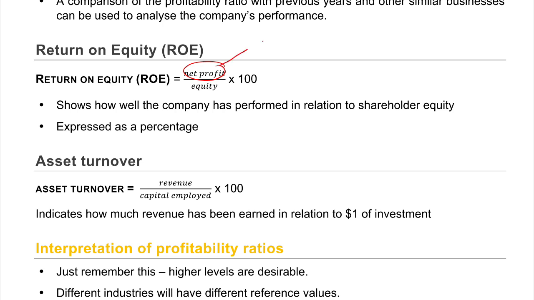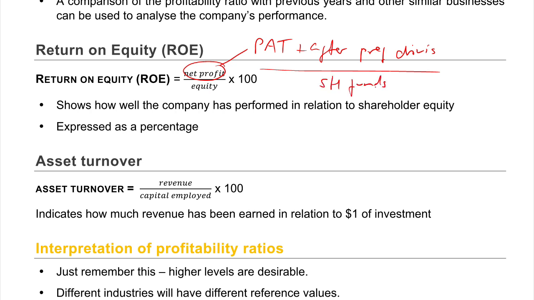which is net profit, that's distributable profits. So that's profit after interest and tax and after preference dividends, expressed as a percentage of equity on the balance sheet. So shareholders' funds, that's typically share capital, share premium, and the profit and loss account reserve. And again, higher is typically better there.